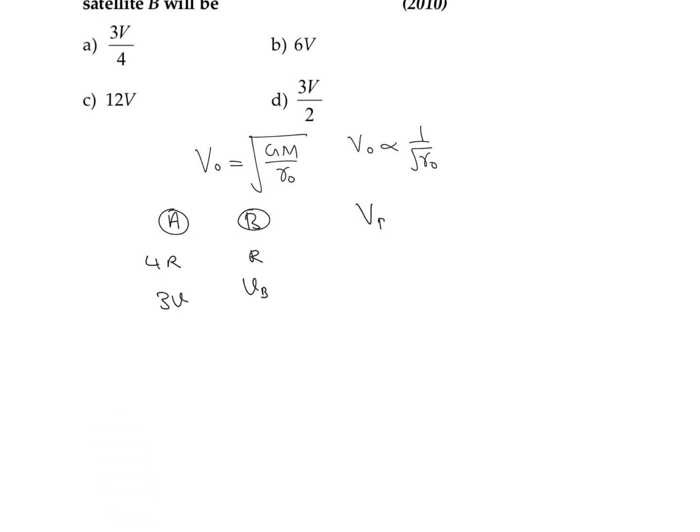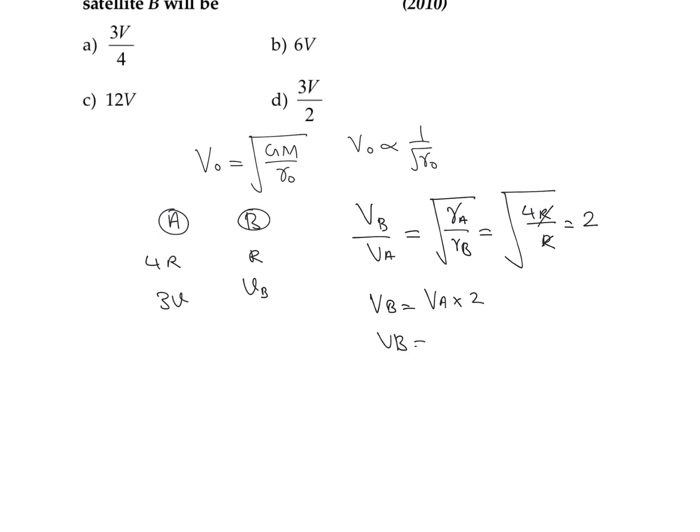Now from this equation you can write VB divided by VA is equal to, as V is inversely proportional to the root of R, we can write VB by VA is the root of RA divided by RB. So this is the root of RA, which we can take as 4r, and RB, which we can take as r. So this is the root of 4, which is 2. So the value of VB can be written as VA into 2, and the value of VA is given as 3v, so 3v into 2, which is equal to 6 times v.